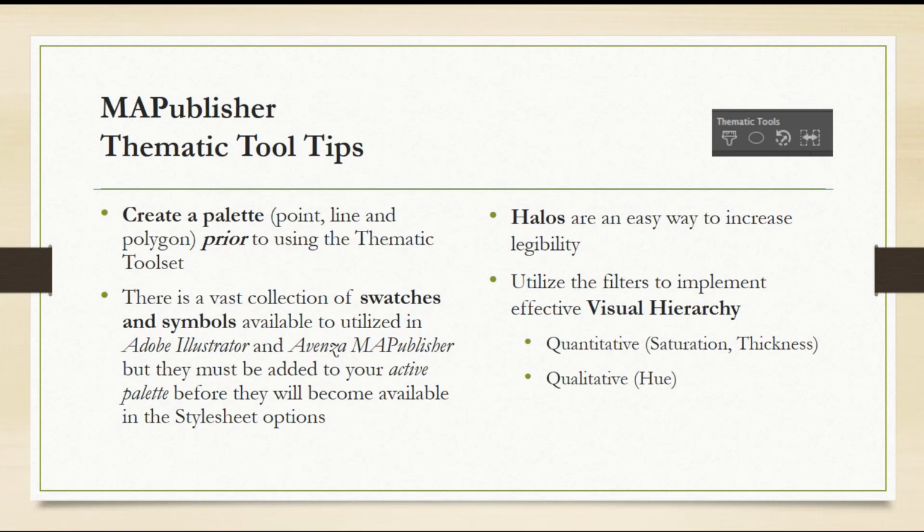Creating a palette to render point, line, and polygon data and adding these swatches or symbols to the active palette must be completed before they will become available in the visual properties of the style sheets. Halos are an easy way to increase legibility, and utilizing the attribute filters helps implement visual hierarchy design strategies as well.